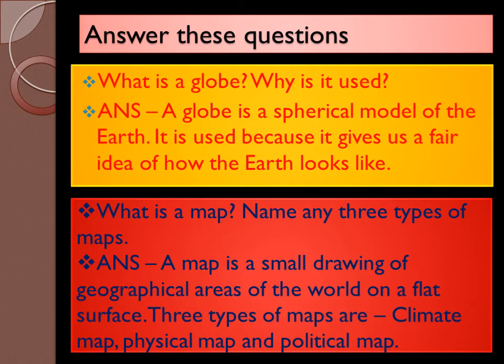Second question is, what is a map? Name any 3 types of maps. So the answer is, a map is a small drawing of geographical areas of the world on a flat surface. 3 types of maps are climate map, physical map, and political map.